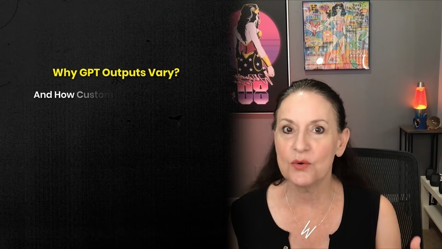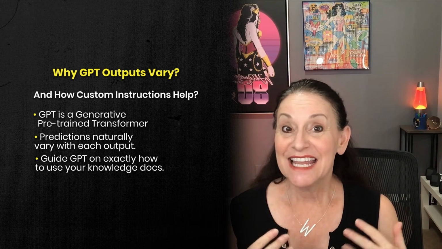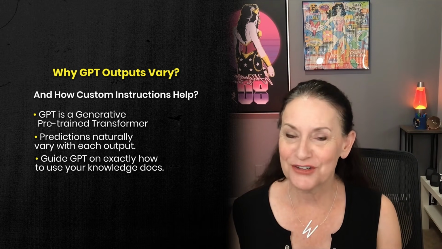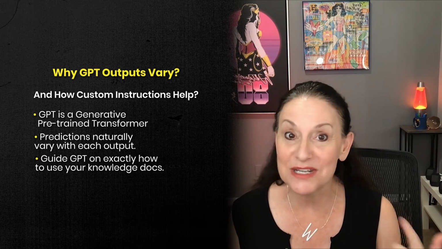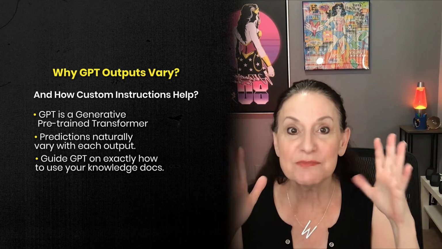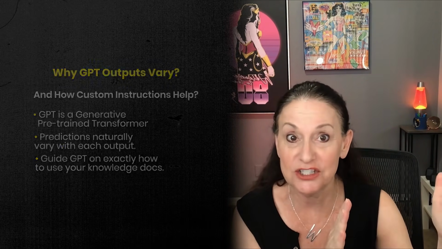And so while a GPT is always going to alter the outputs a little bit because, again, it's a generative pre-trained transformer. It's doing predictive work, and so the prediction is always going to be slightly different. Just by creating a custom GPT with the instructions that know how to use your knowledge docs, especially if you can say, hey, make sure to look at this knowledge doc for the output structure, oh my gosh, you are going to by far make such better custom GPTs.